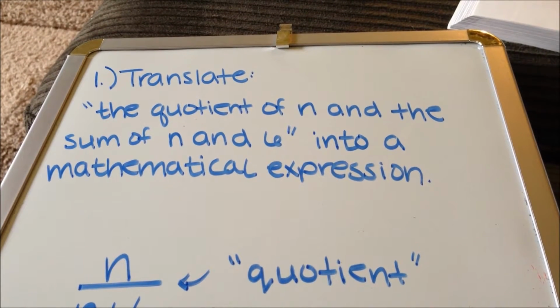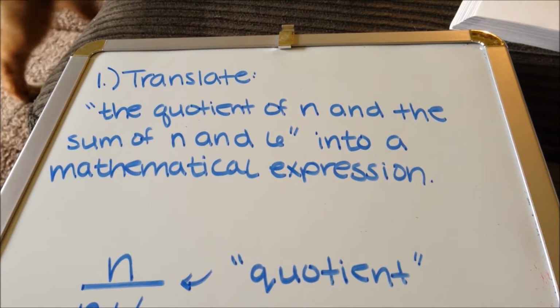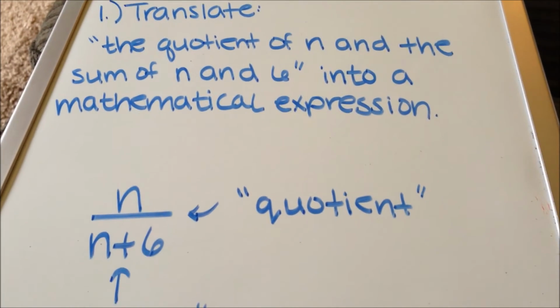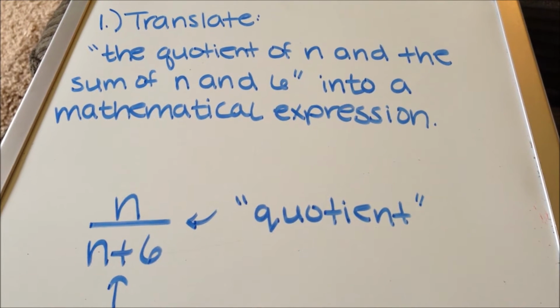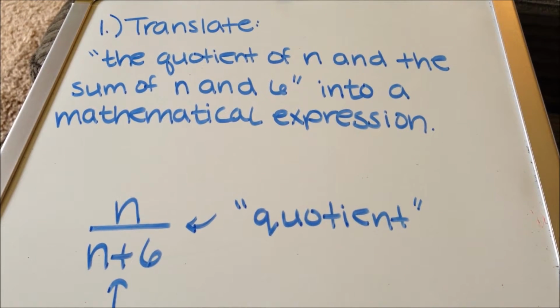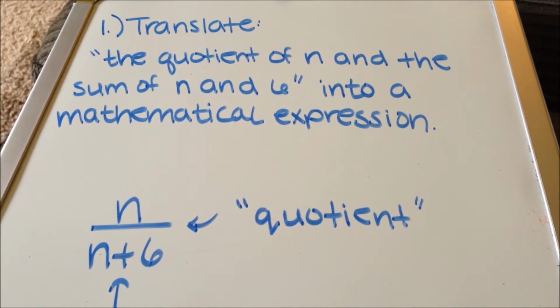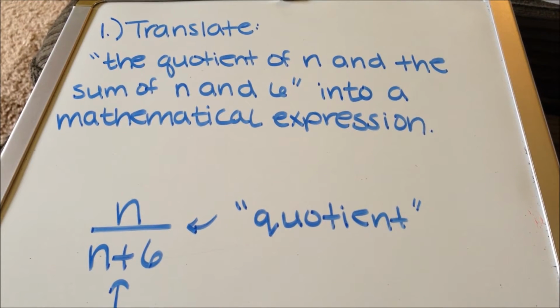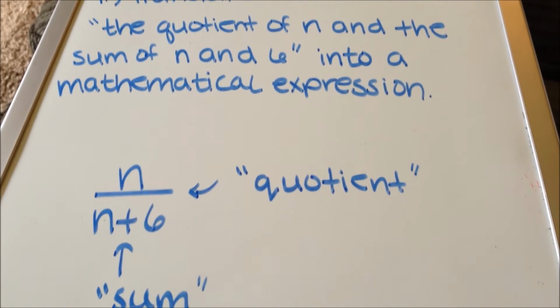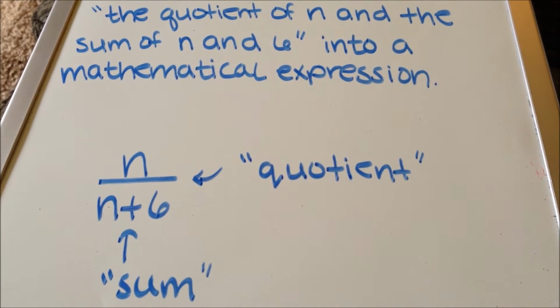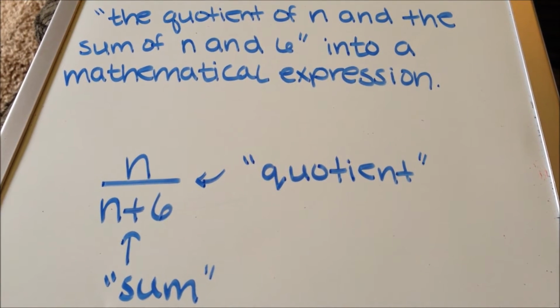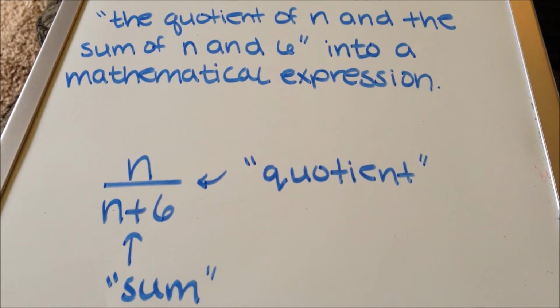You can write it as a horizontal division with a division symbol, or you can write it as a fraction as you see here. So we are going to have the quotient of n, which will be our numerator, and the sum of n and 6. The sum of n and 6 itself will be the denominator of the fraction, or of the quotient. Sum means to add, so the quantity n plus 6 is our denominator.